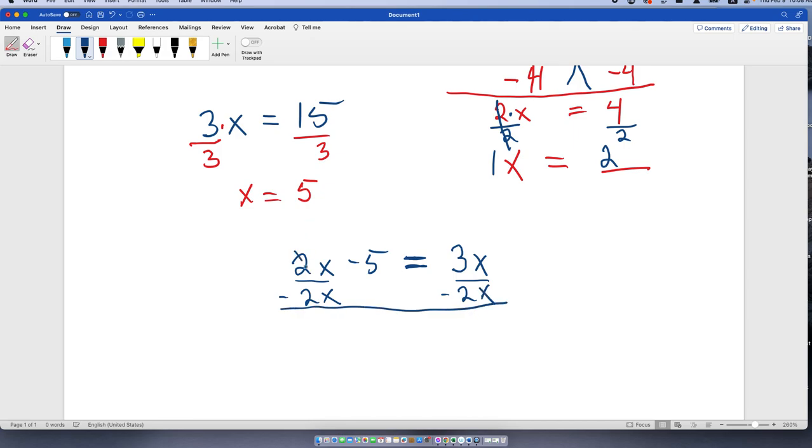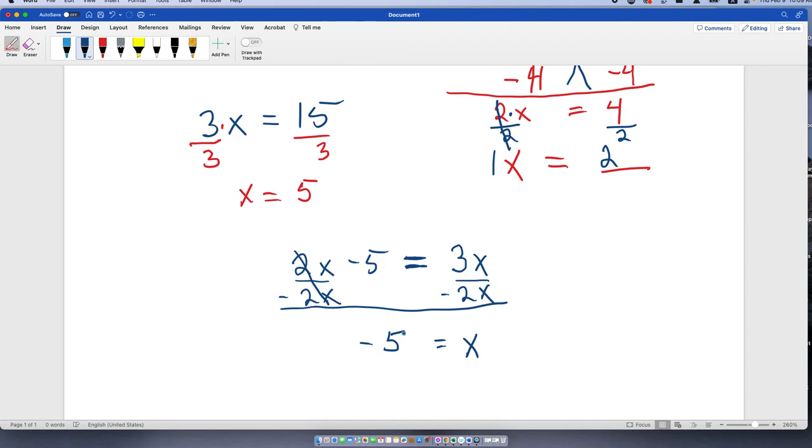Because that'll cancel this out, right? 2x minus 2x, and then 3x minus 2x, now it's down to just x. Whoa, we're done real quick. But the key is to bring those x's together, get them on the same side.